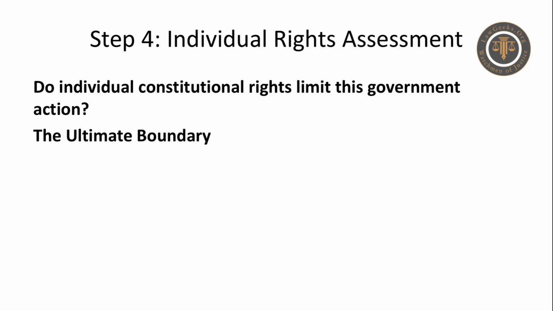So step 4 asks, even if the government has authority for this general action, does the specific way they're exercising it violate constitutional rights? This step reminds us that constitutional analysis isn't just about whether government has power, it's also about whether government is respecting the rights that the Constitution protects. Together, these 4 steps create a comprehensive framework for analyzing any government authority claim you encounter. Master this framework, and you'll have analytical tools that exceed what most people, including many lawyers, possess.